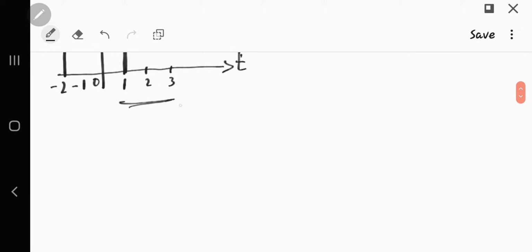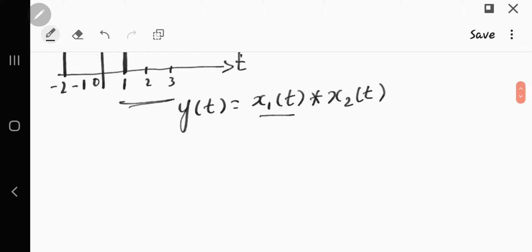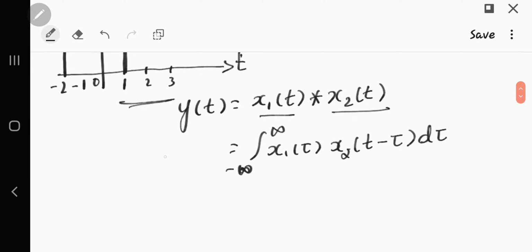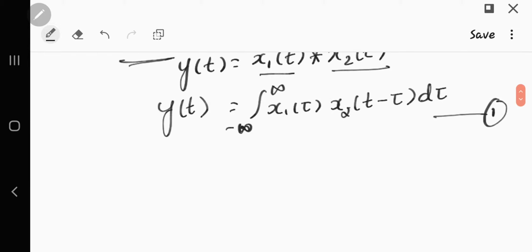From the definition of convolution integral, y of t is equal to x1 of t convolved with x2 of t. That means I want to keep this as static and this as the time shifting one. You can also go with x2 of t convolved with x1 of t, it's your choice. Based on this, my expression will be the integral over tau from minus infinity to plus infinity of x1 of tau x2 of t minus tau d tau. Call this equation 1.